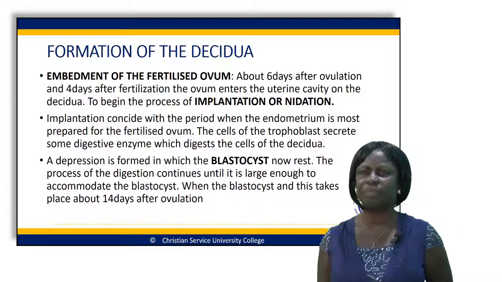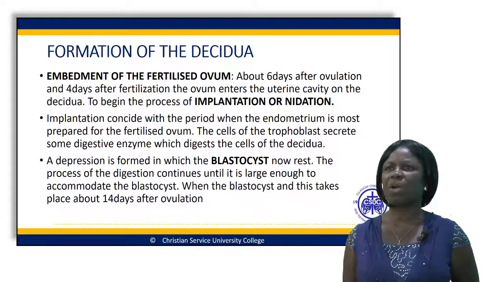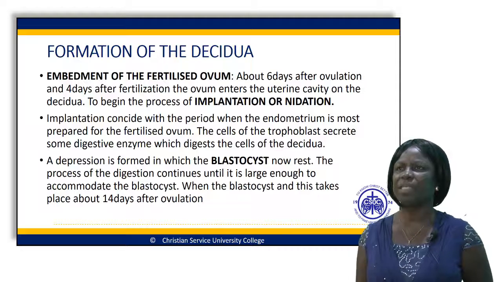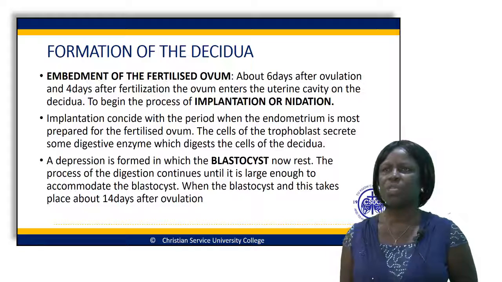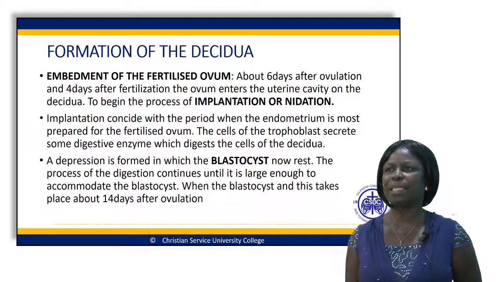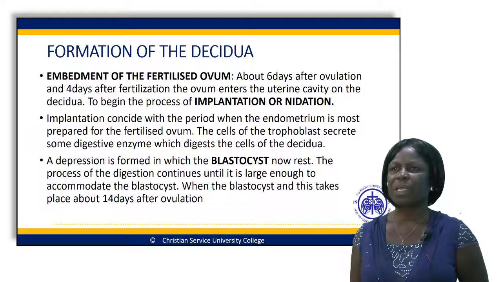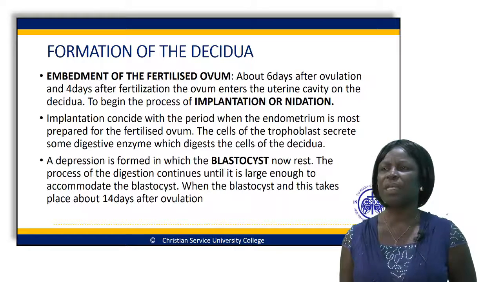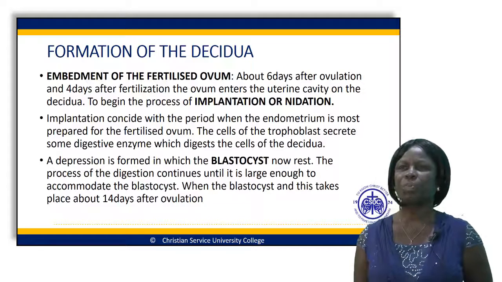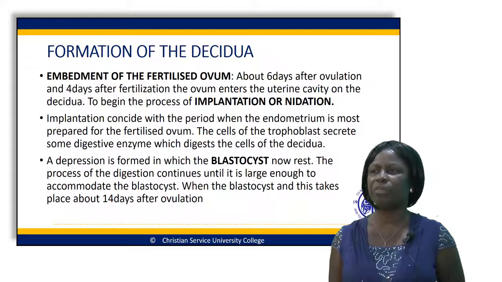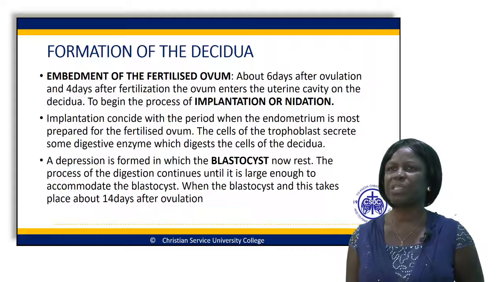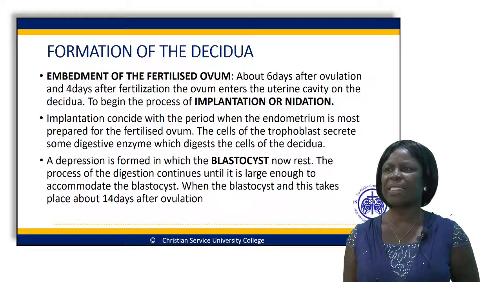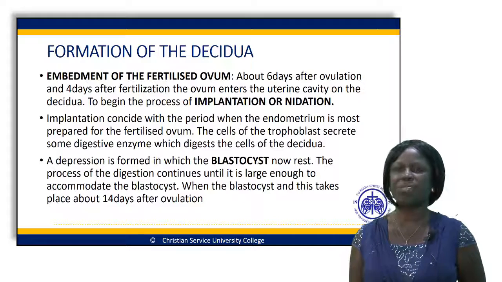Embedment of the fertilized ovum. About 6 days after ovulation and 4 days after fertilization, the ovum enters the uterine cavity on the decidua to begin the process of implantation or nidation. Implantation coincides with the period when the endometrium is most prepared for the fertilized ovum. The cells of the trophoblast secrete some digestive enzymes which digest the cells of the decidua. A depression is formed in which the blastocyst now rests.